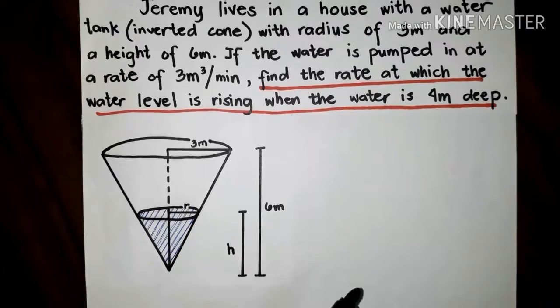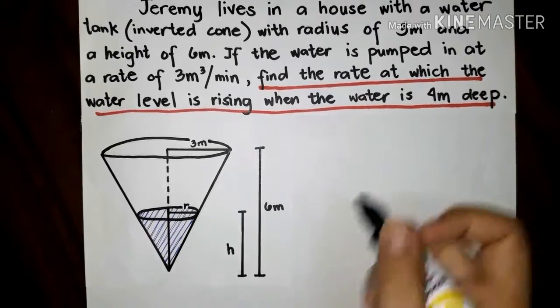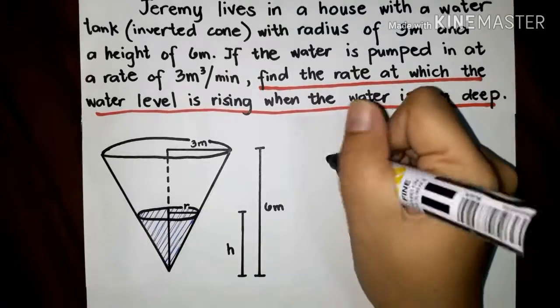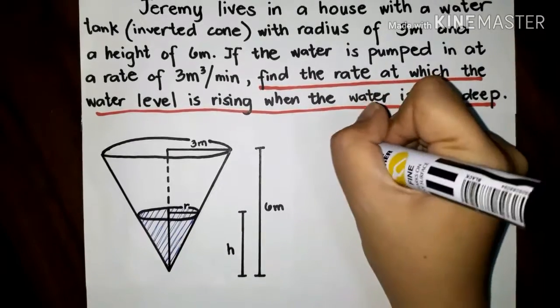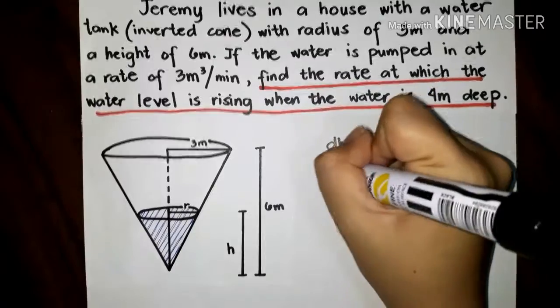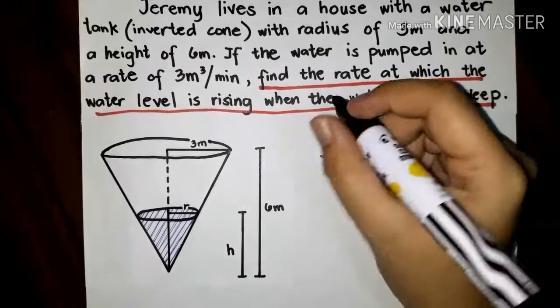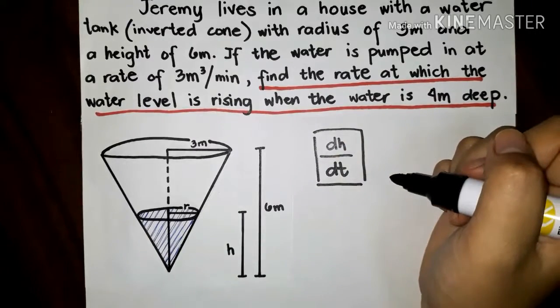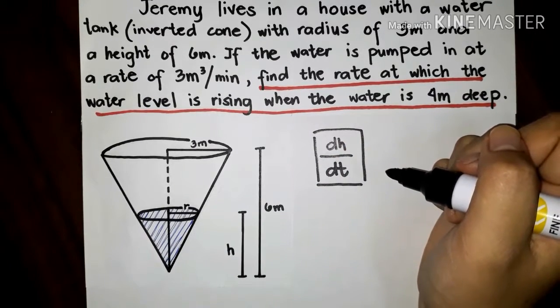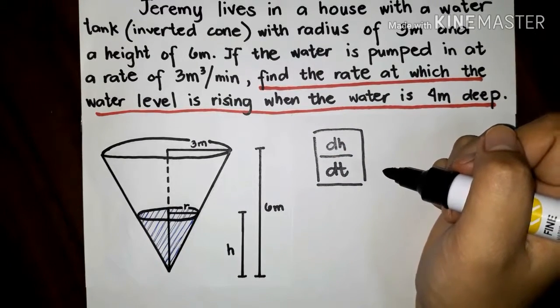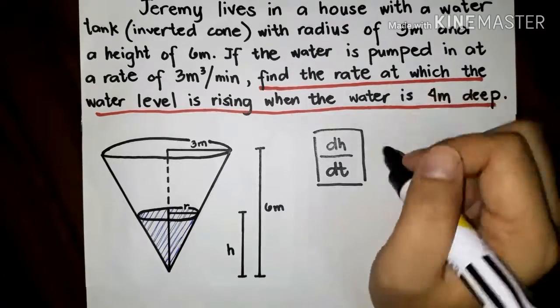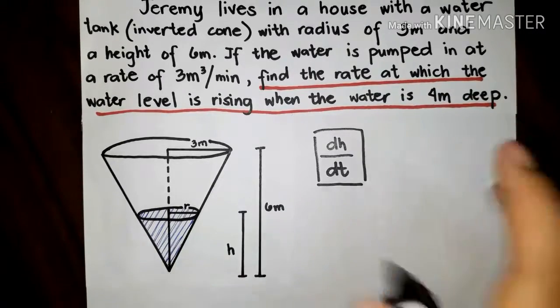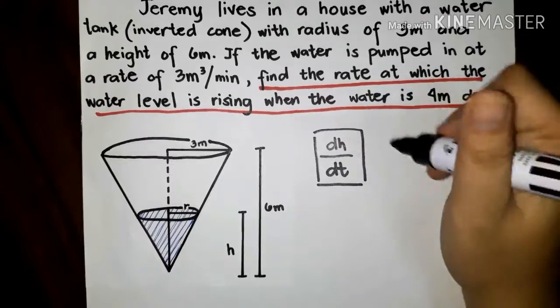We want to find how the height of the water is changing with respect to time. In terms of derivatives, we're going to write that as dh over dt. This is how the height of the water level is rising with respect to time. Now that we have identified what we're looking for, let's see our givens.